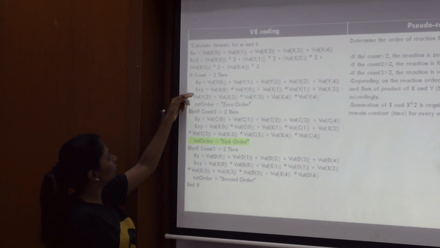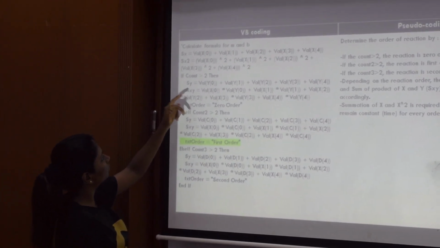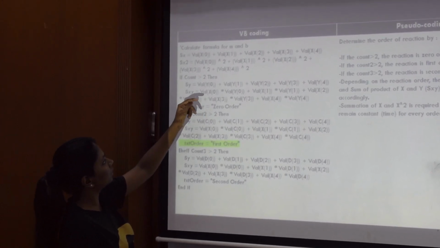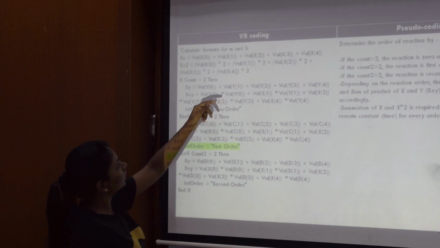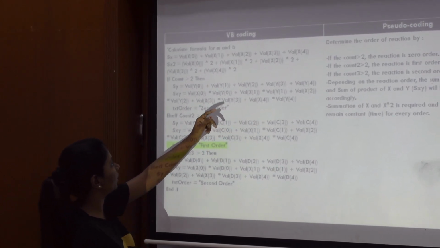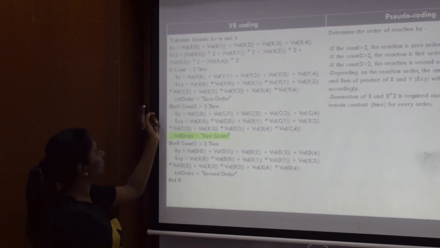After that we have to sum the x times the y value: the value of x0 times the value of y0, until x equal to 4 and y equal to 4. You have to sum it and plus. And then it will show the order is 0 order.